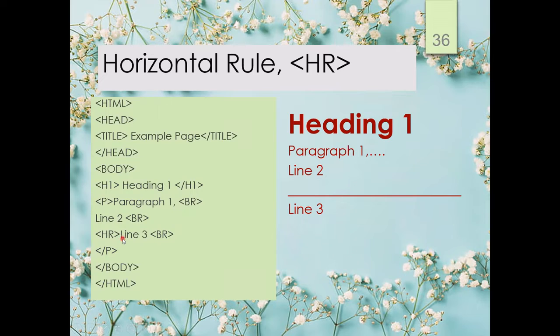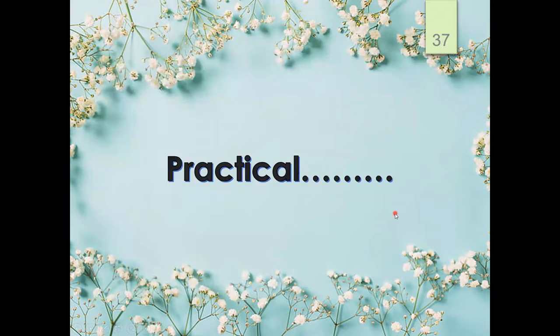Then line 3 will not come side by side. Line 3 comes on the very next line, then again the BR. If you need to write something here, you can write. So this way, the BR command, the HR command and the P command must be used. Now it's time for our practical.